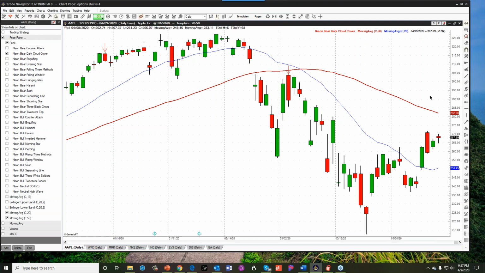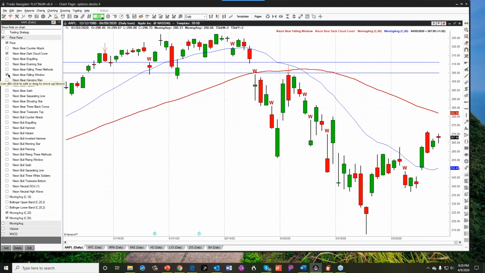So you potentially would be nervous here, especially since we had a falling window over here, the W. So here you had a dark cloud cover confirming the falling window. And especially the next day, the market stalled. That's a warning sign. However, notice, although the dark cloud cover is highlighted, there's a red arrow there. Is there a red arrow over here? No. So immediately, you know it's not a dark cloud cover.